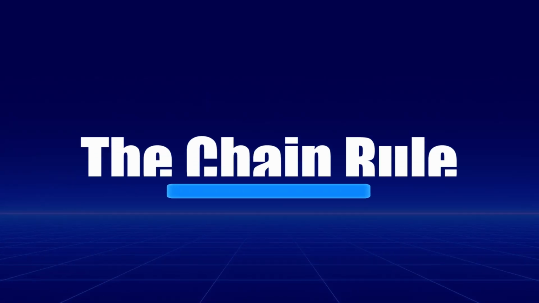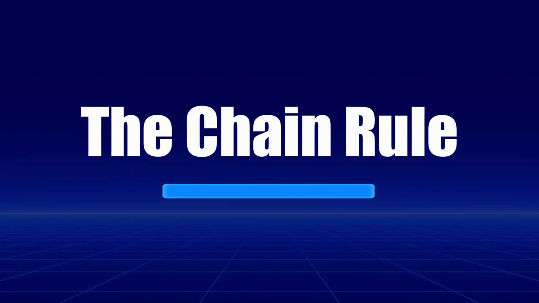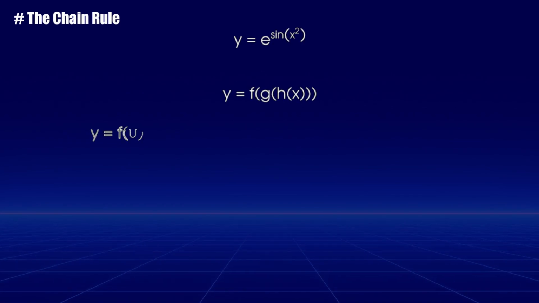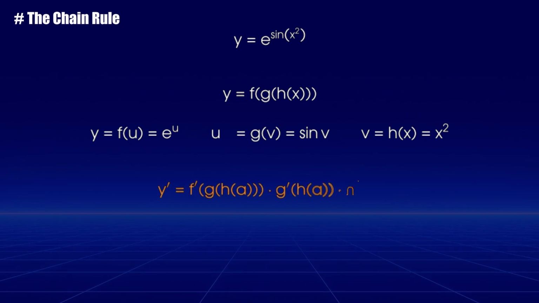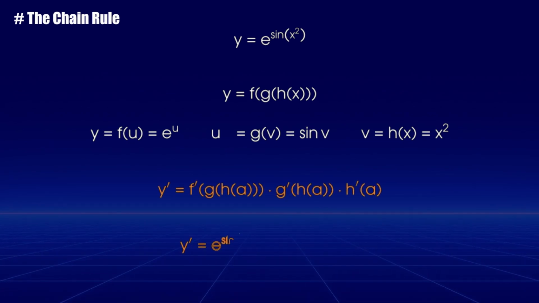The chain rule is a key concept in calculus used to find the derivative of composite functions. In this video, we will break down the chain rule step by step, and we will also tackle some of the most common mistakes that people make when using it.